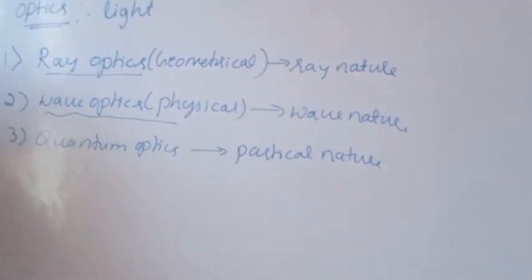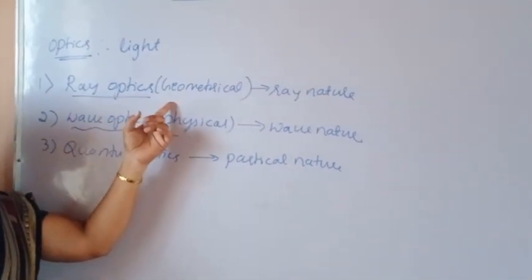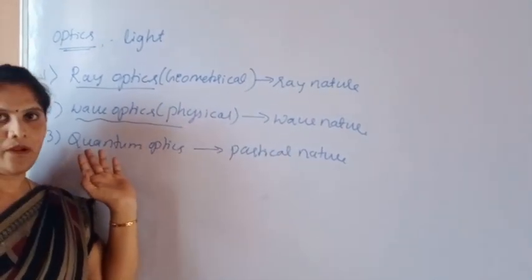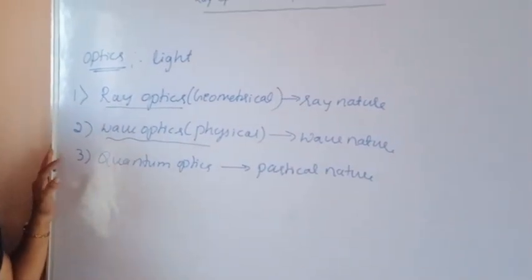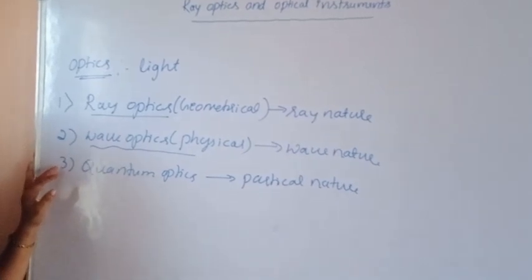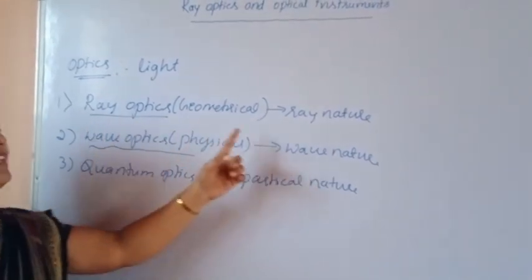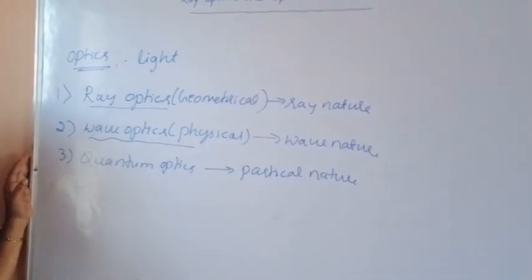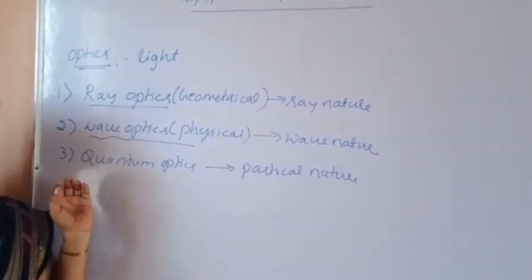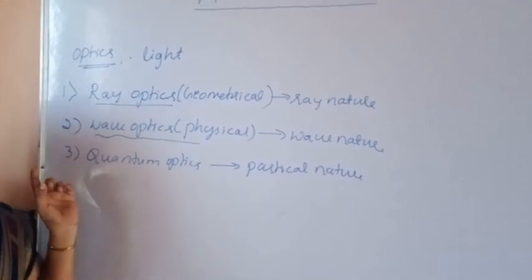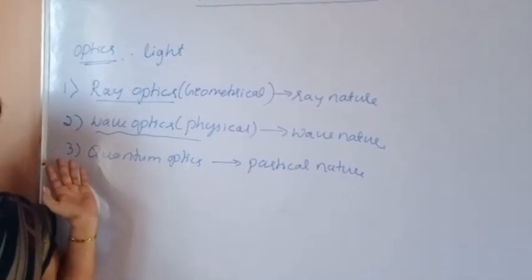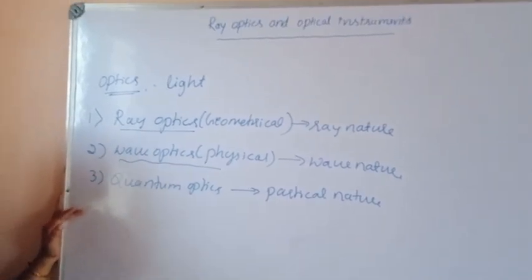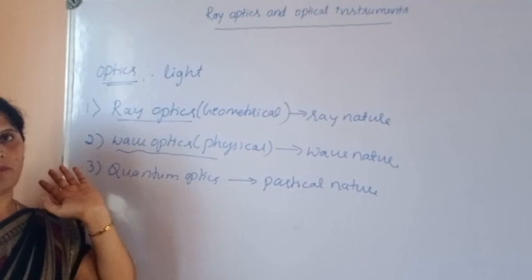In this chapter, we will study only ray optics, and later we will discuss wave optics. What is ray optics? Ray optics is a branch of optics which deals with light on the basis of ray nature. Okay. Let me know about what light is. Light is a form of energy which travels with enormous speed, that is 3 × 10^8 meter per second in vacuum.